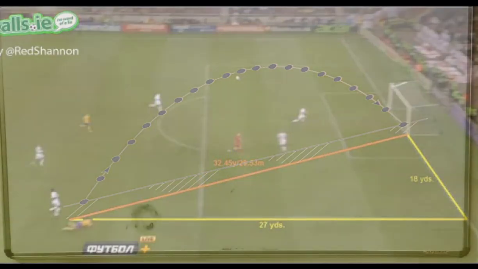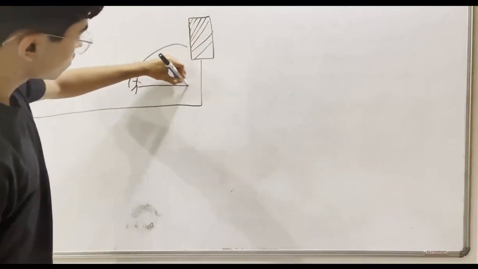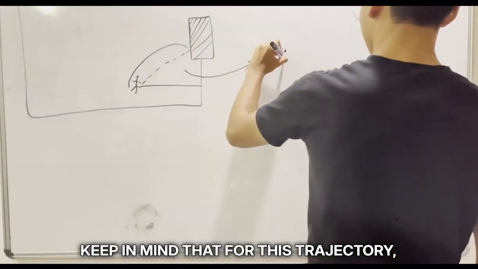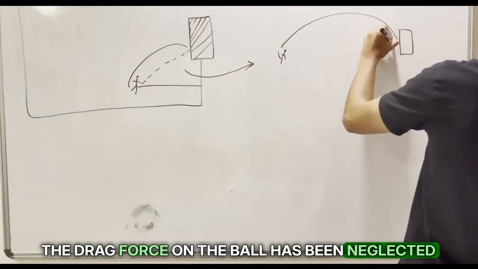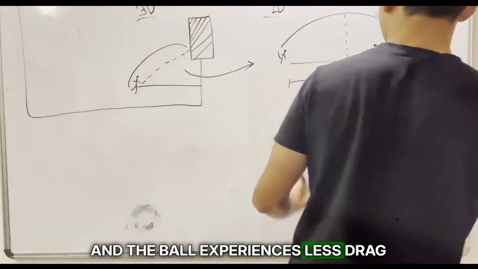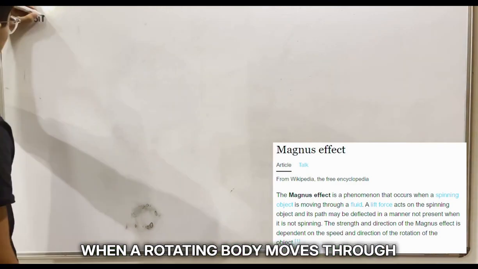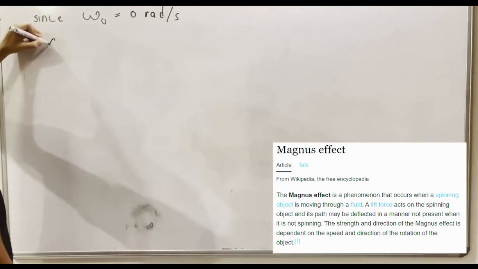To properly analyze the projectile motion of the ball, we need to reframe the shot into a two-dimensional frame. Keep in mind that for this trajectory, the drag force on the ball has been neglected as the ball was rotating after the kick, and the ball experiences less drag because of the Magnus effect, which is a lifting force that occurs when a rotating body moves through a fluid.